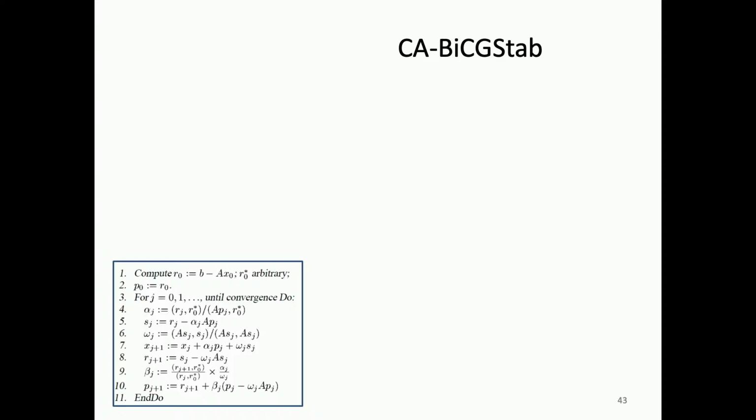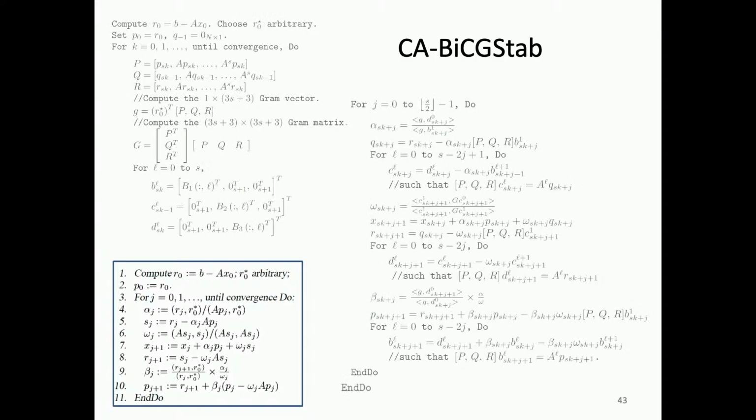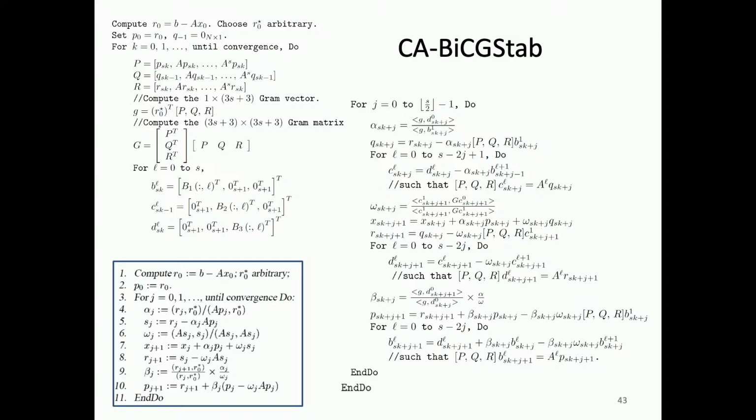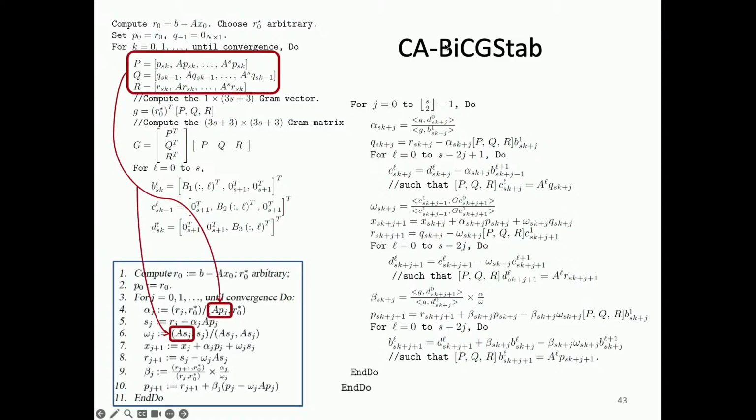So the question is, how do we have to reorganize it in order to use the kernels that we talked about? And this is what the new algorithm looks like. And so it turns out that these two matrix vector multiplies turn into 3 calls to the matrix powers kernel.